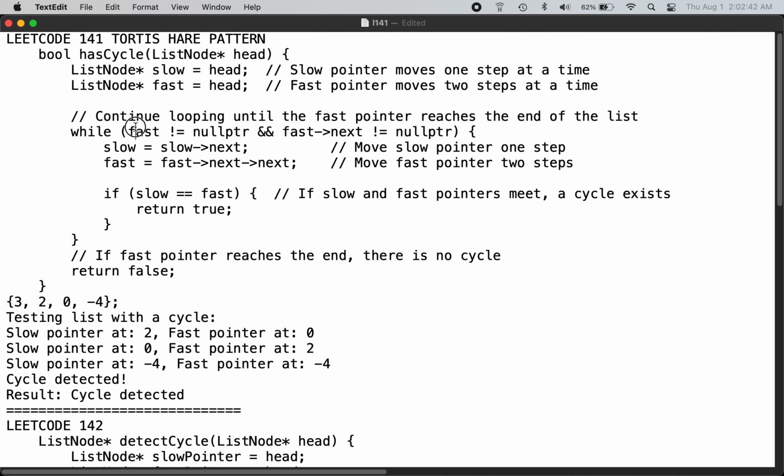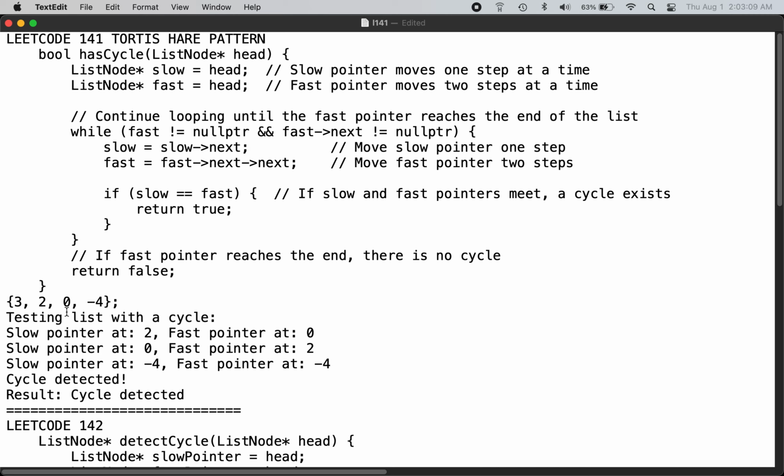So by checking fast is not equal to null and fast.next is not equal to null, because you need to move it 2 steps ahead, and because you have to dereference this pointer, if it is null then it will crash. So slow moves to slow.next, and then fast moves to fast.next.next, and then if slow equals fast you return true, otherwise you return false.